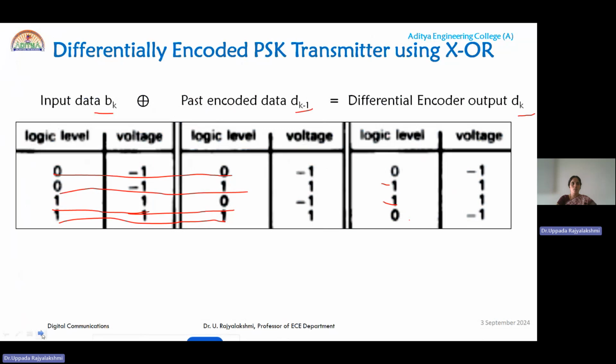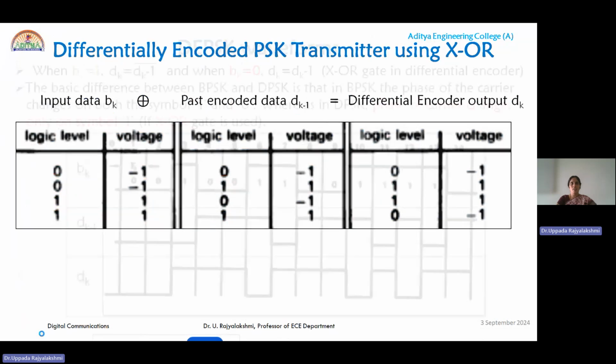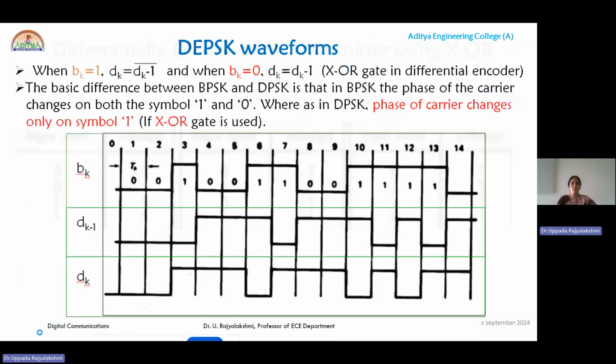Another thing is that in the previous slide, we have seen that when bk is equal to 1, we obtained Dk as the complement of Dk minus 1. But when bk is equal to 0, we obtained Dk the same as Dk minus 1.